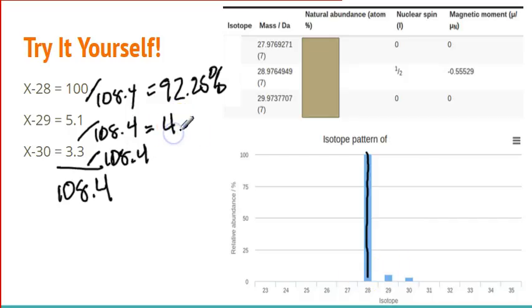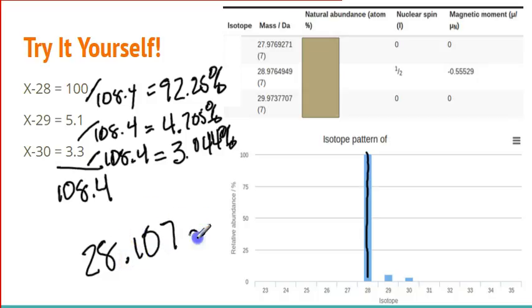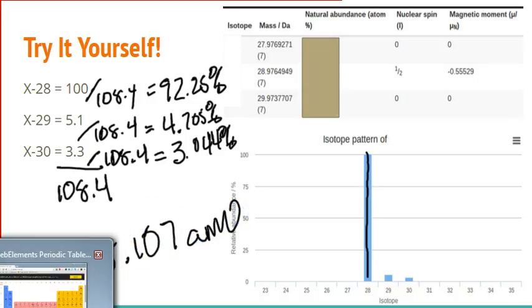So this is going to be 4.705%. And this one is going to be 3.044%. Now when you do your math from the previous part of the unit, when you take these, multiply them by the mass number, you're going to get 28.107 AMU.